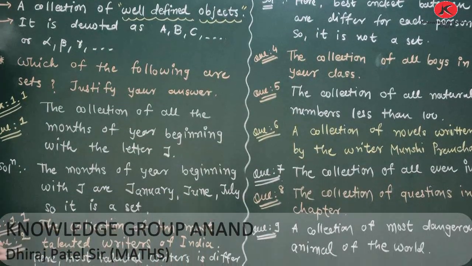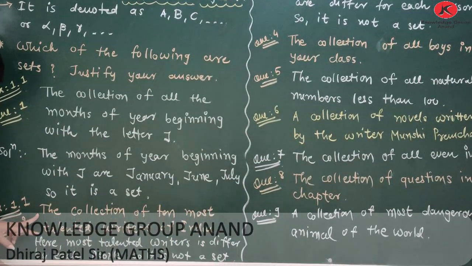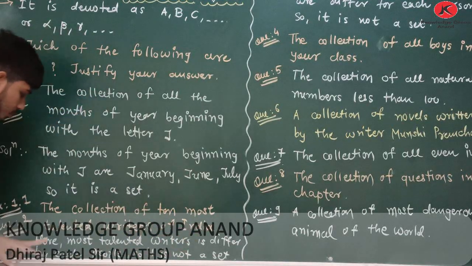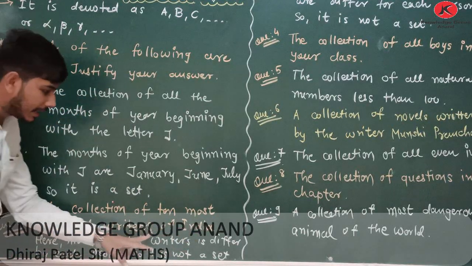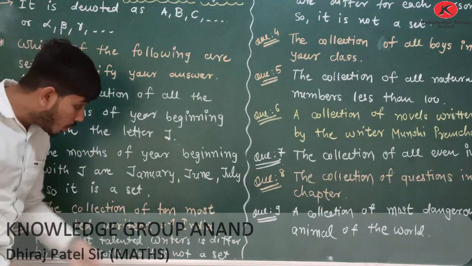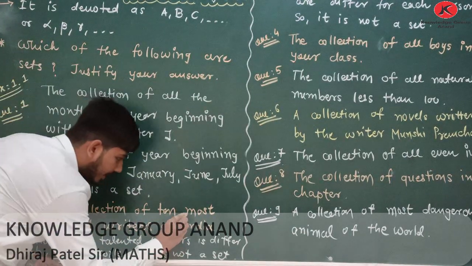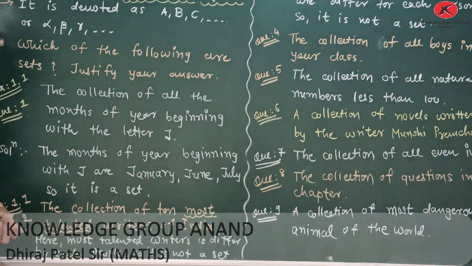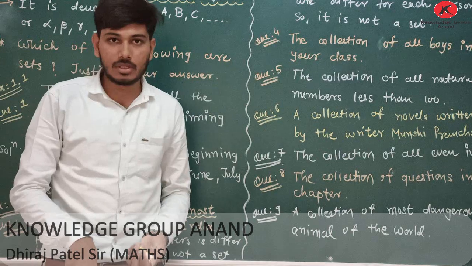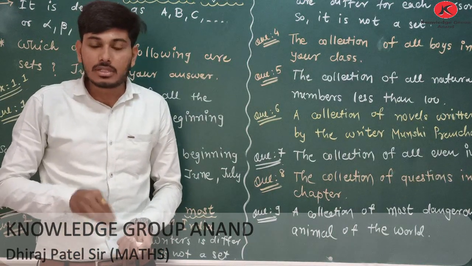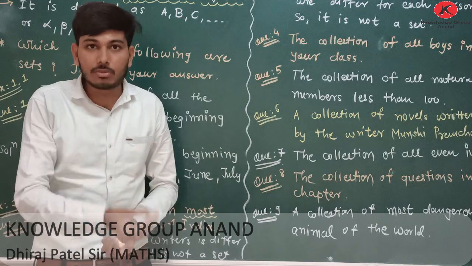Now, what is question number 2? Question number 2 is the collection of 10 most talented writers of India. Now, the words "most talented writers": according to me, the most talented writers are Chetan Bhagat, Premanand Munshi.